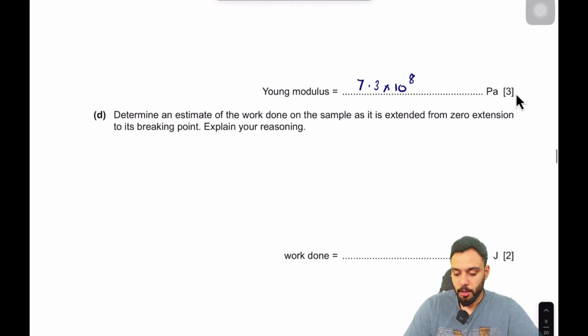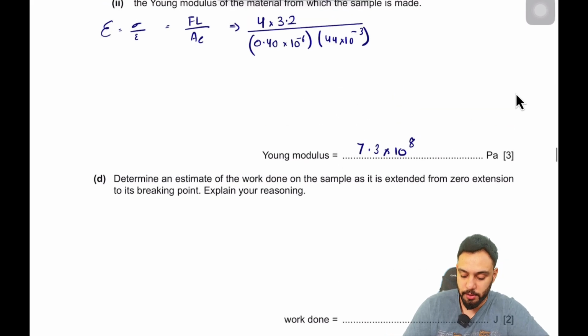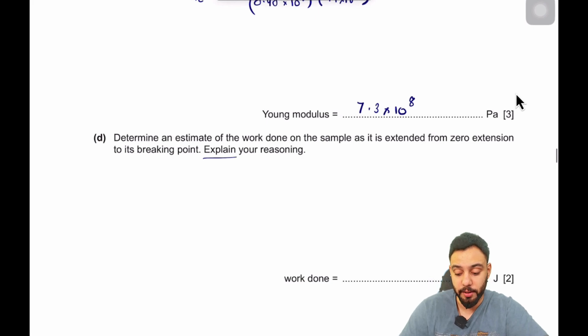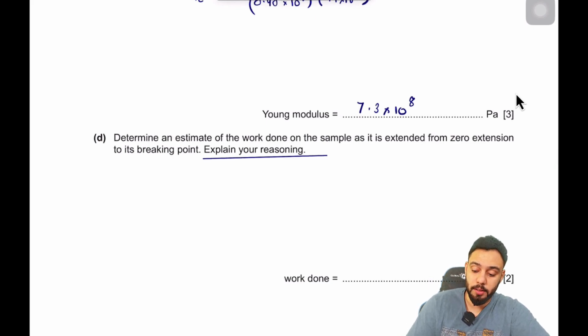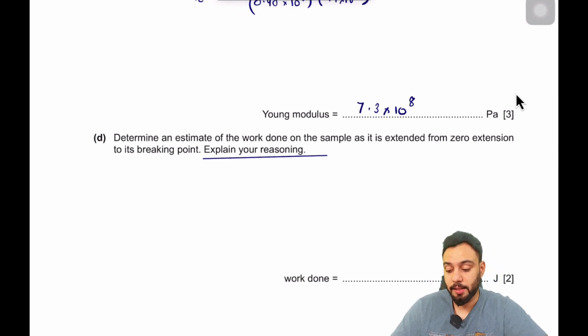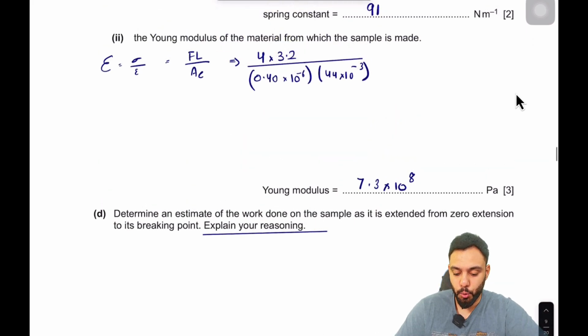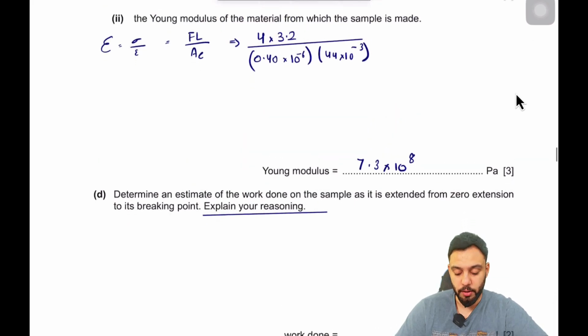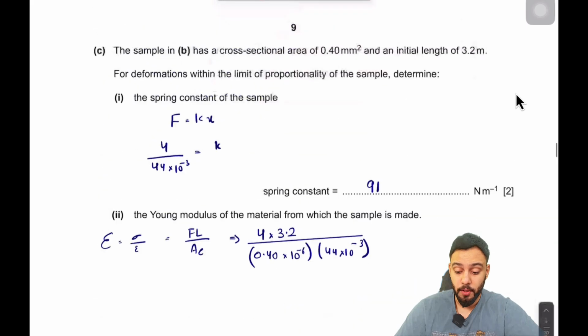Very good. Okay. Determine an estimate of the work done on the sample as it is extended from zero extension to its breaking point. Explain your reasoning. That's a good question. So you're required to estimate the work done.